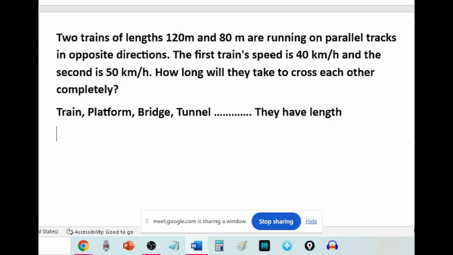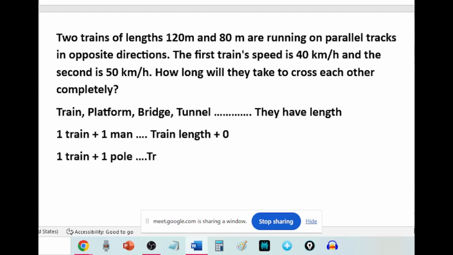If one train is given and one man, then it's okay. Supposing one train plus one man, then you will say train length plus 0. This also you will say train length plus 0, because the pole or post is 0. Train length plus 0, that is the distance we are talking about.